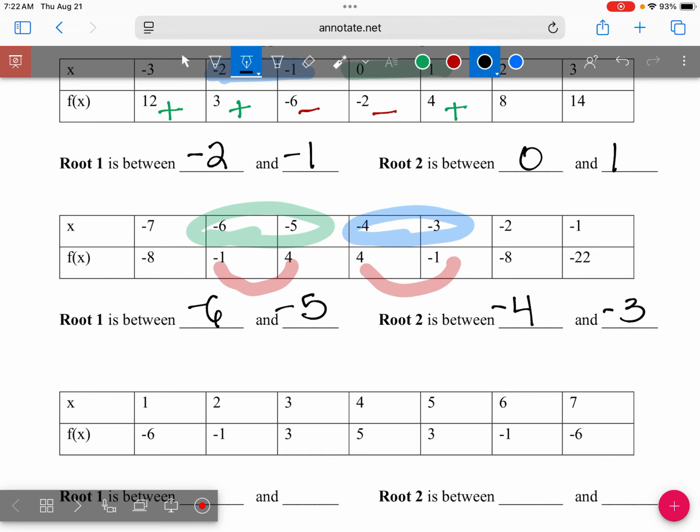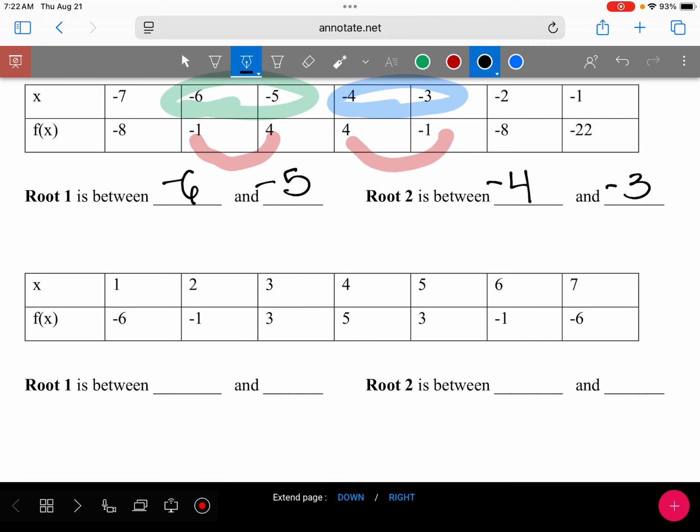All right, last table. Sign change. So my sign change happens here. This is my first root. These are the numbers you give me though. So you're looking for where the Y changes, but the X is the root. Roots are X values, not the Y values. I need the X values.